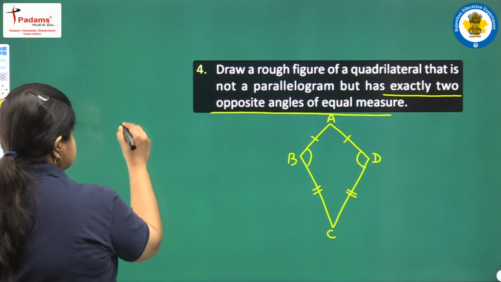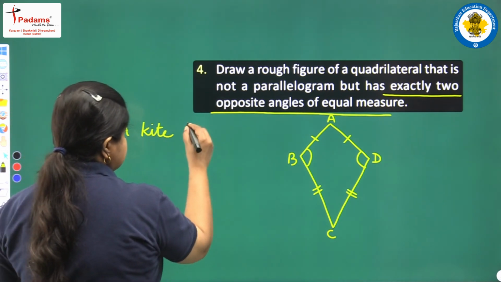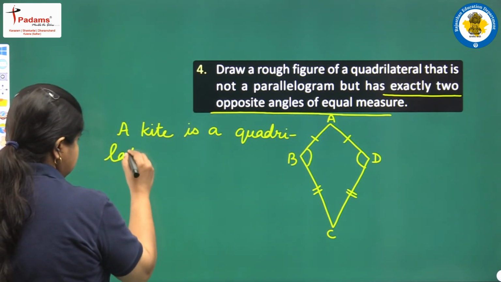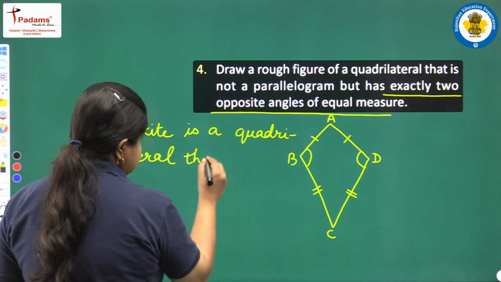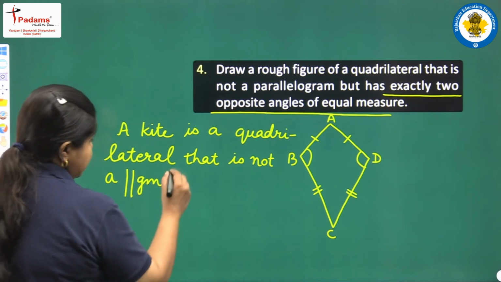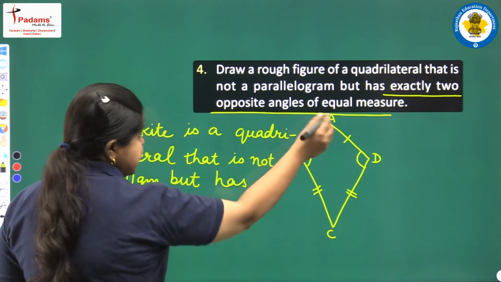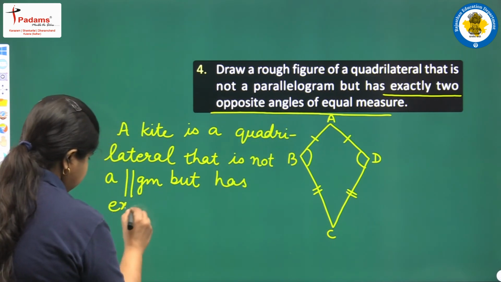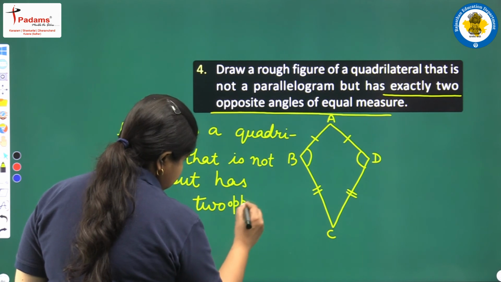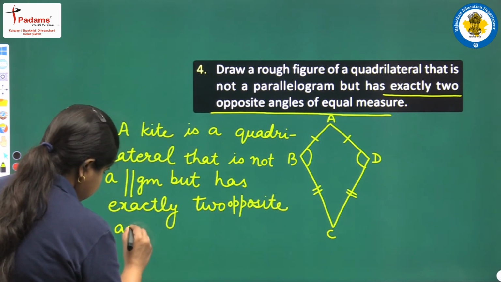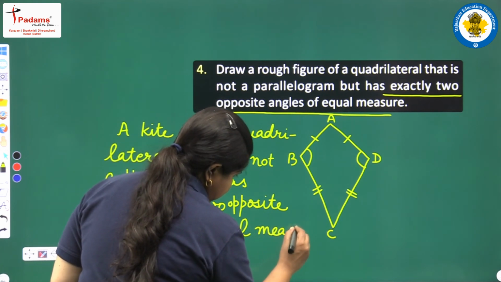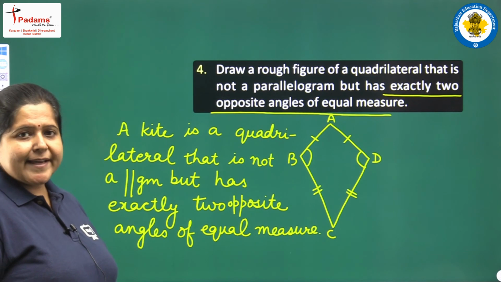We can write: a kite is a quadrilateral that is not a parallelogram but has, I am taking the language from the question, you can also do this, exactly two opposite angles of equal measure. Clear to you? Next we have another question.